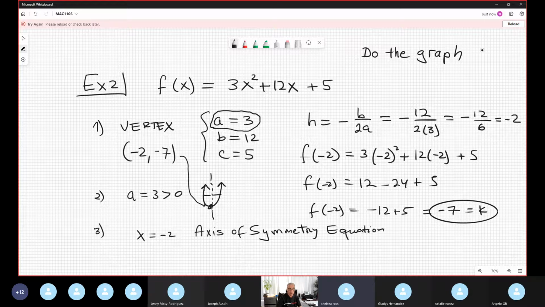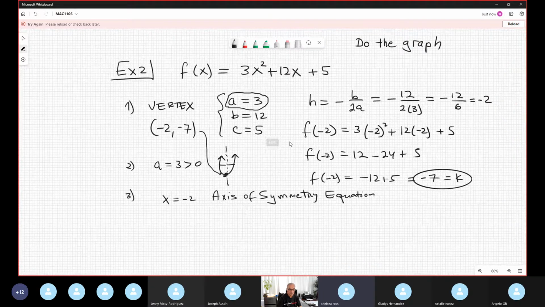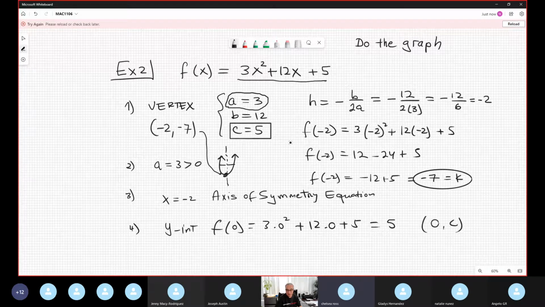And finally, why not find the y-intercept. But we discovered one new thing that is super important. The formula for finding the y-intercept is the value of the function at 0. When you evaluate the function at 0 in the standard form, it's obvious that 3 times 0 squared plus 12 times 0 plus 5 is 5. In conclusion, the y-intercept is always 0, c. In general 0, c, and in our particular example, 0, 5.